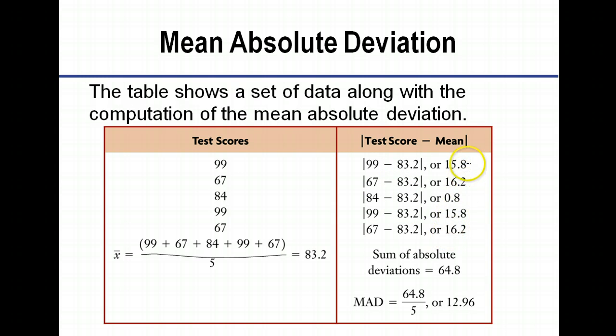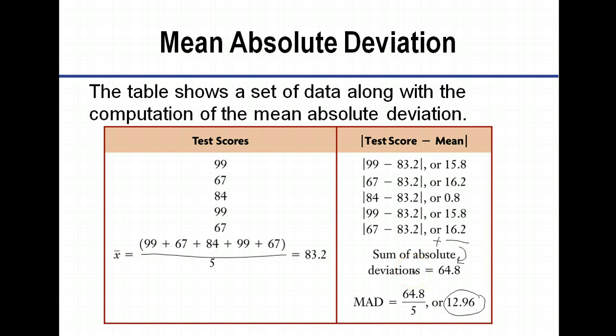So what do we do with these absolute values over here? We add them together, which is the sum of the absolute deviations. That's 64.8. If I add together all of these things, that's going to be this 64.8 right here. Once I have that sum of the absolute deviations, I create the mean absolute deviation by dividing by the number of test scores. So I take the 64.8 and I divide by 5 to get 12.96. This is the mean absolute deviation.